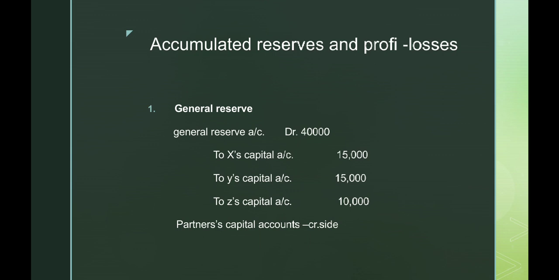Now let us talk about the posting of this journal entry. Obviously, you are going to post it in the partners' capital accounts. The partners' capital accounts is given on page number 230 of your textbook. In that account, you can see on the credit side, I repeat, in the partners' capital accounts, credit side, it is given by general reserve account with the respective amount in the columns of X, Y and Z. Alright?